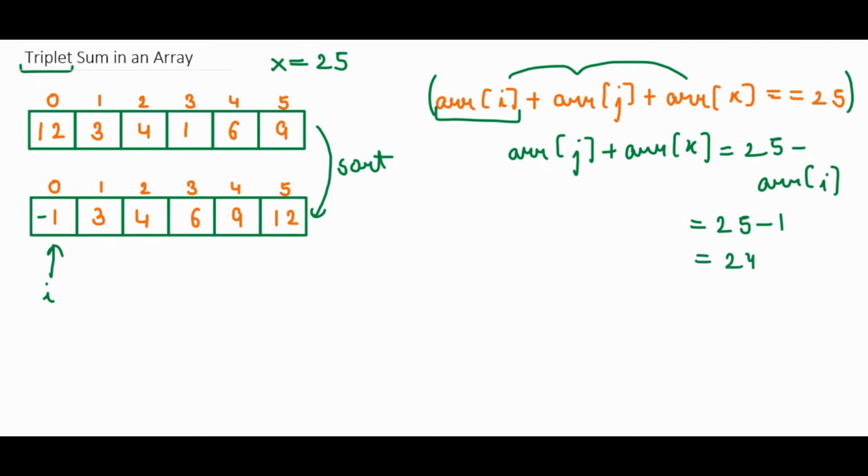So now our question has become, we have to find a pair whose sum is equal to 24, right? So what we will do is we will take two pointers, one here, j, and one at the end, k. As we know the array is sorted and we want the pair sum to be equal to 24. So this has become very simple.